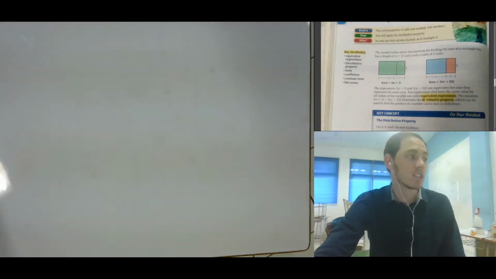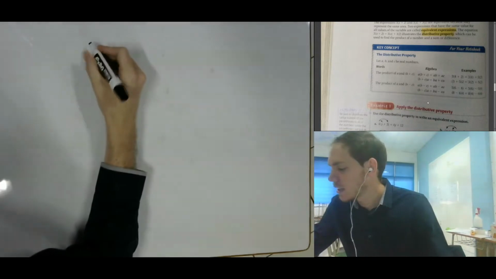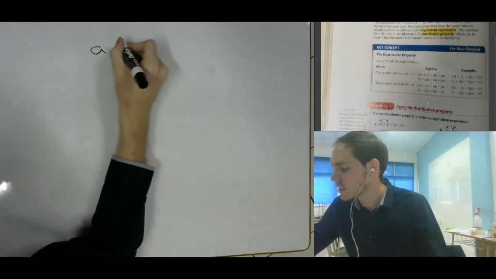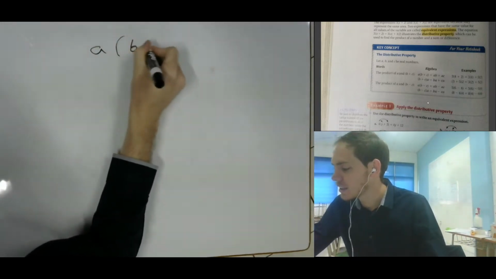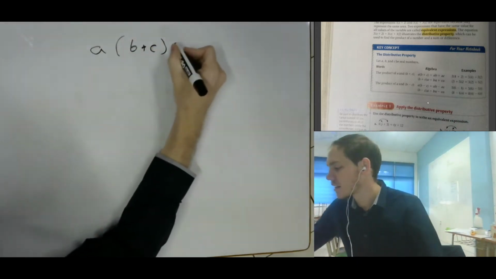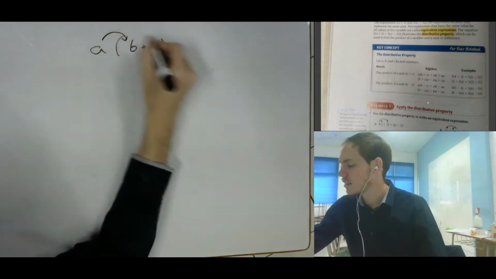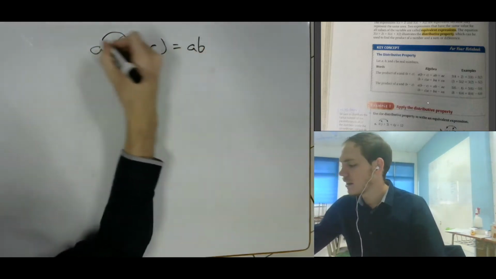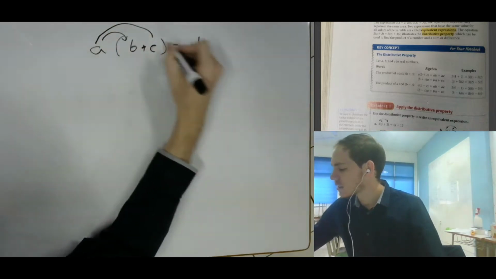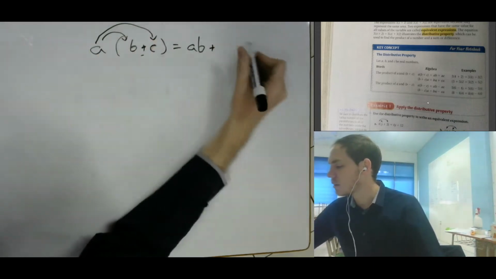And welcome back. We're going to be talking about distribution in 2.5, applied distributive property. So distributive property, written simply, is, think of there's an A on the outside, B plus C. Now what we're going to find out is that this is the same thing as if you multiply A times B, so you get AB, and then plus, you see that plus right here, plus, and then A times C.